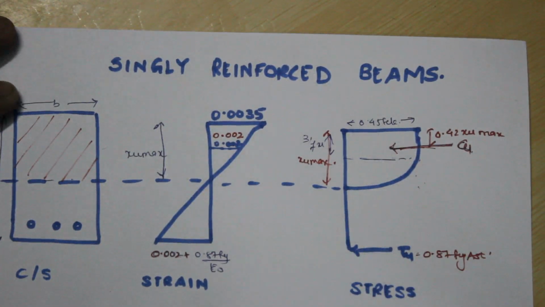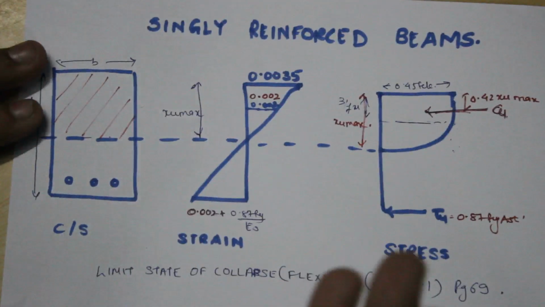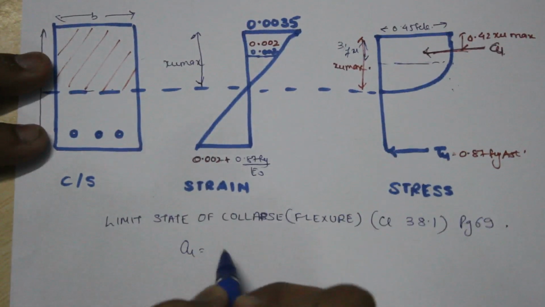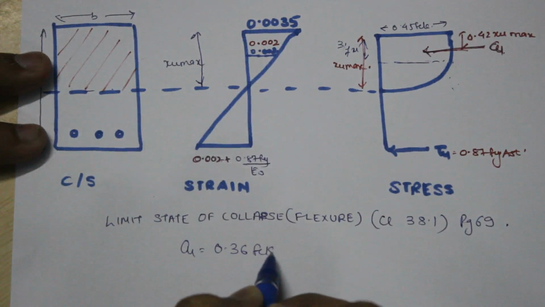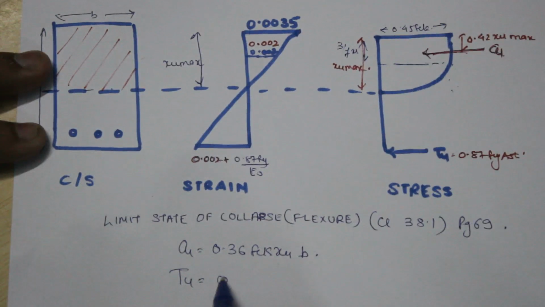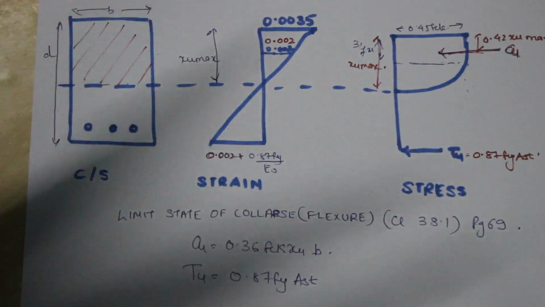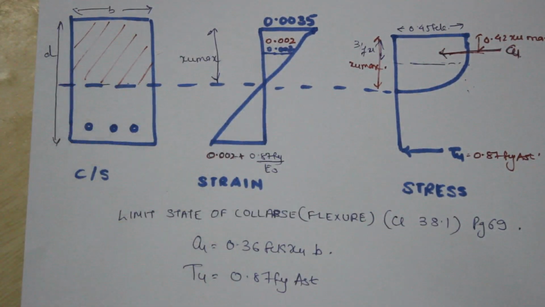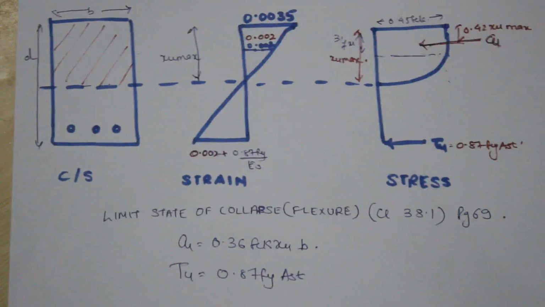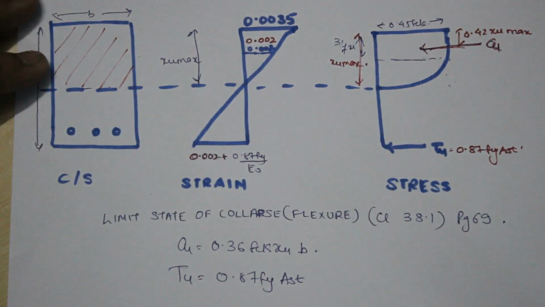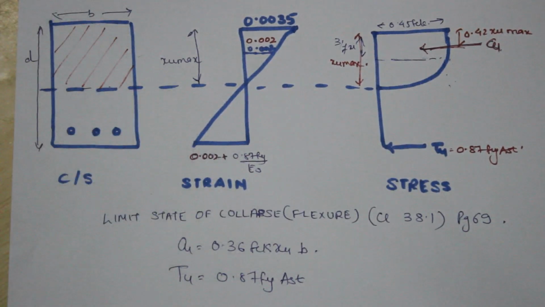So we will see what the values of Cu, the compressive force, and Tu, the tensile force, are. Cu is given as 0.36 FCK XUB, while Tu is given as 0.87 Fy AST. To know where I got these values, you have to see the basic fundamentals, which I'll make a video about later on. So let's get started with the design of a singly reinforced beam.